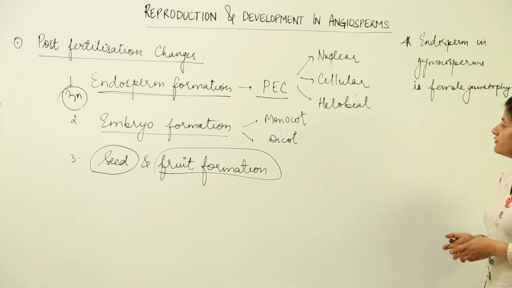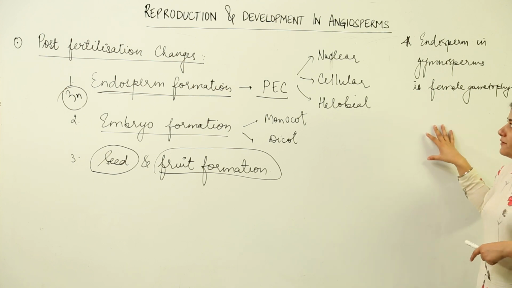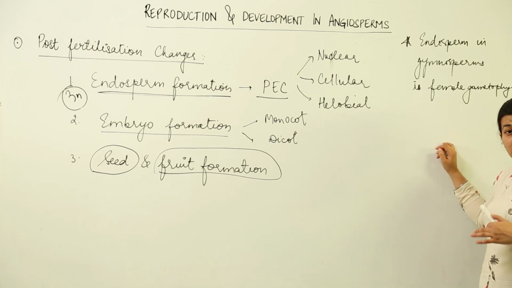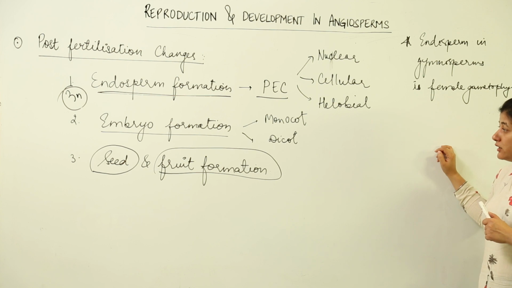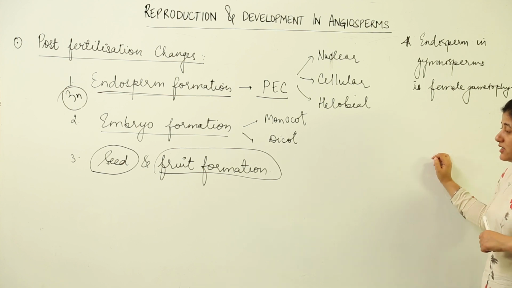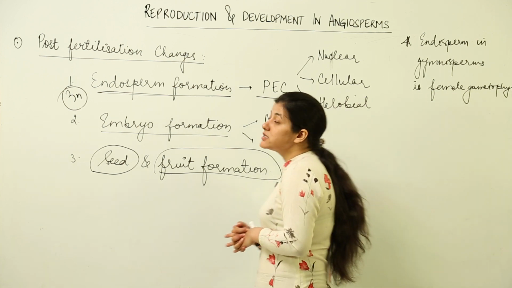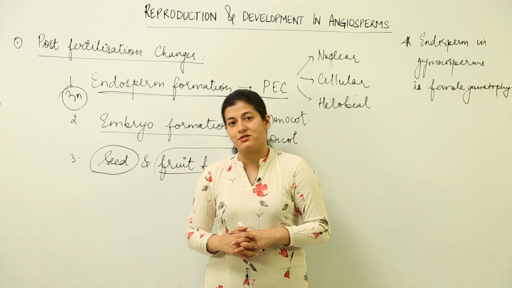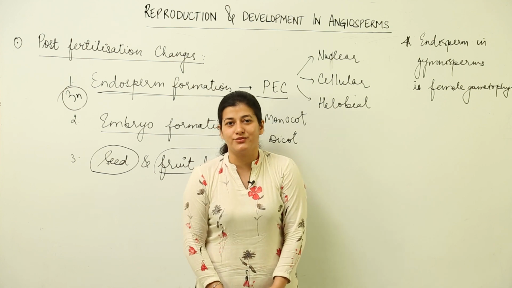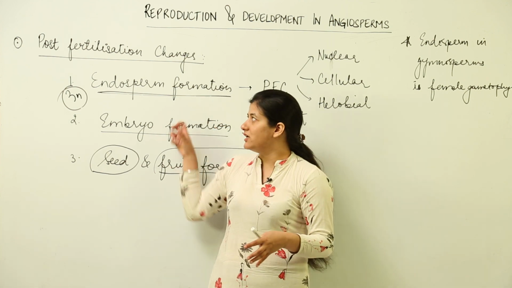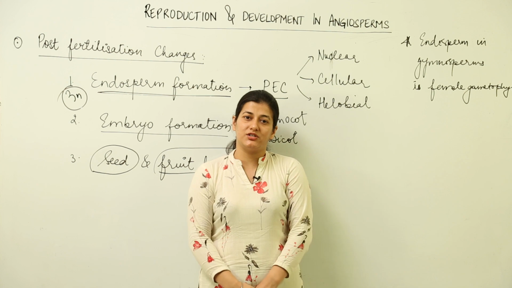So, this is what you have to deal with in coming lessons. What are the different types of endosperms that are seen in plants, how 2 different types of embryos, monocot and dicot embryos are being formed in angiosperms, and how seed and fruit formation takes place, and what is the significance of these processes. So, this is what you have to study. I hope you get an idea what post fertilization changes are.